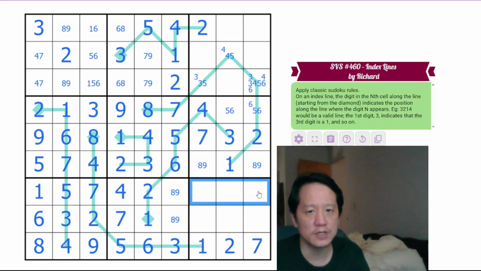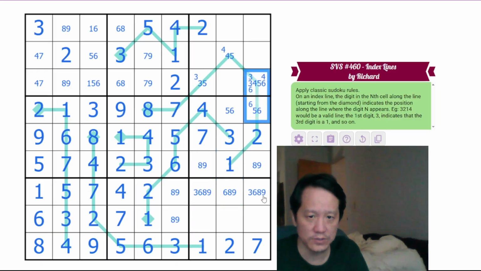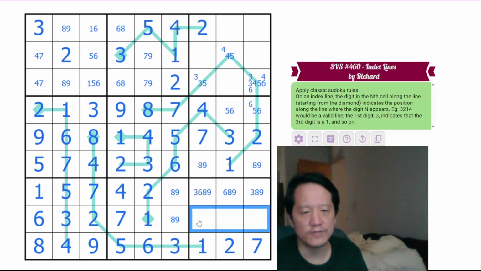Remaining digits of row 7. We have 3, 6, 8, and 9. This can't be 3 because of 3 in the column. We are guaranteed a 6 here, so this cannot be 6. And that's it. Remaining digits of row 8. We have 4, 5, 8, 9, and this can't be 4 because of 4 in the column.